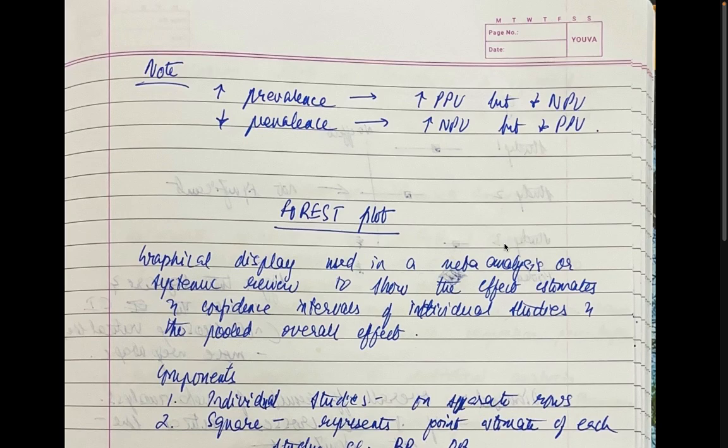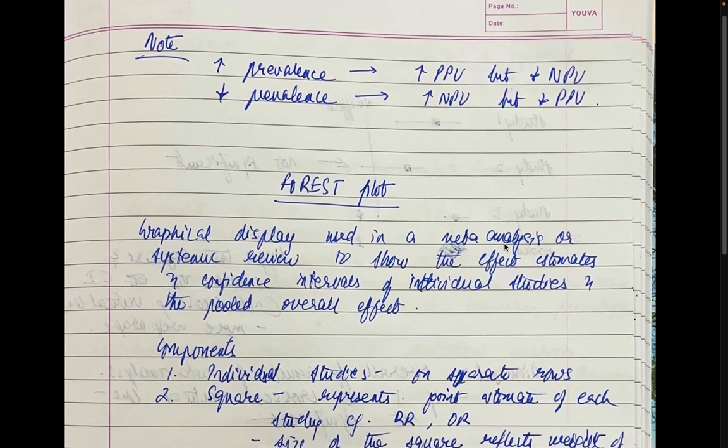We note that if there is an increased prevalence, then there is increased positive predictive value, but the negative predictive value reduces. The lower the incidence, the higher the negative predictive value, but the lower the positive predictive value.